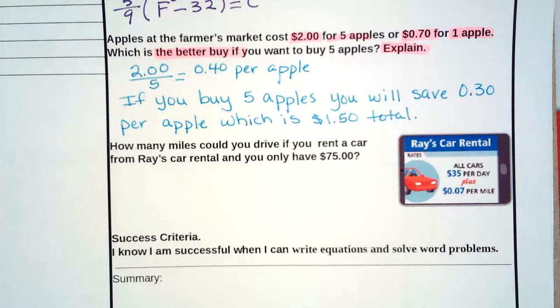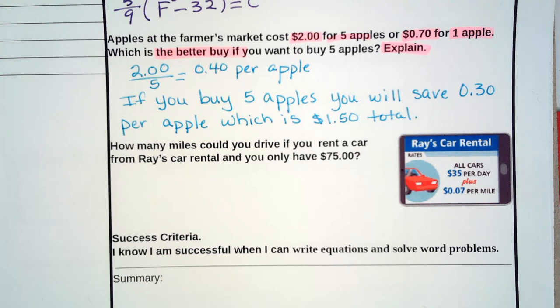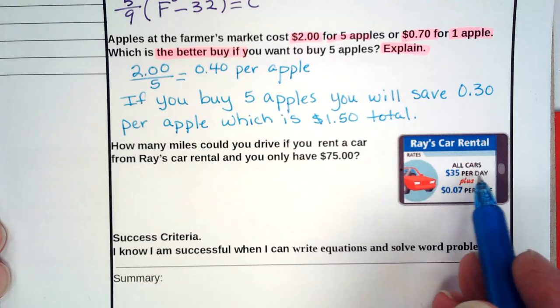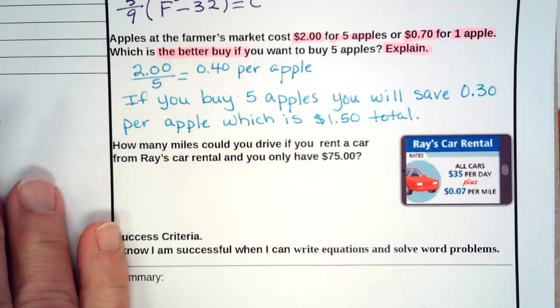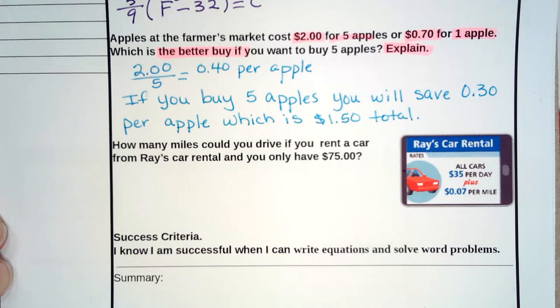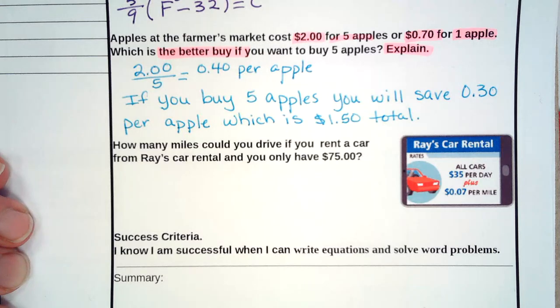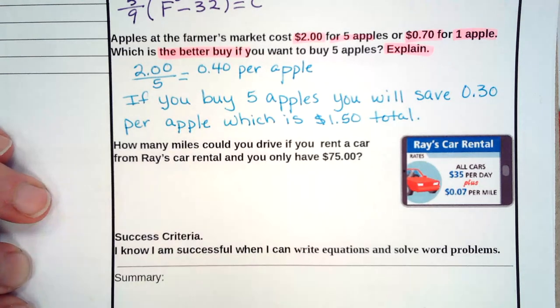Okay, the last one is renting a car, and I've done this before. How many miles could you drive if you rent a car from Ray's Car Rental and you only have $75? So I'm looking, all cars are $35 per day plus a 7 cents per mile fee. So we need a variable. What's our variable going to be? M for miles, number of miles. Sounds good.